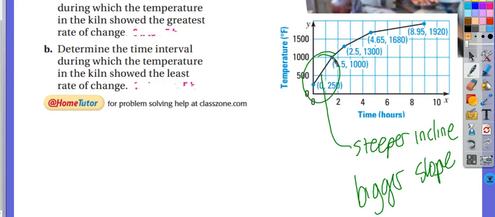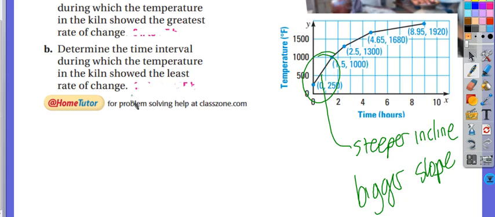The vertical to horizontal ratio, the rise to the run, is big compared to something like this. Rise to run is very small because we're taking this small vertical and dividing by this big horizontal, which will give us a relatively small number, relatively small to this compared to this slope.